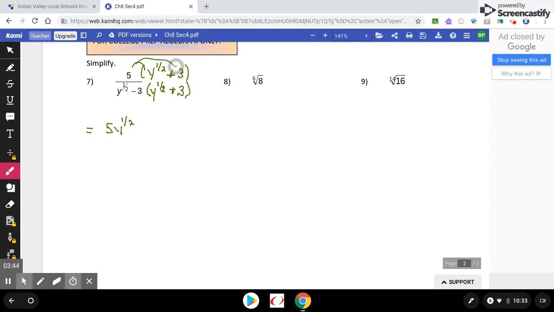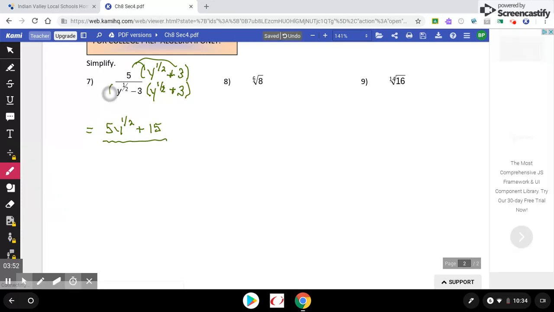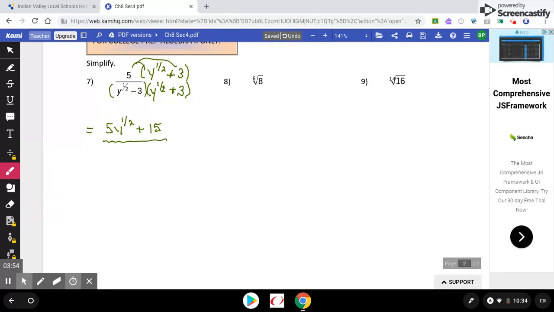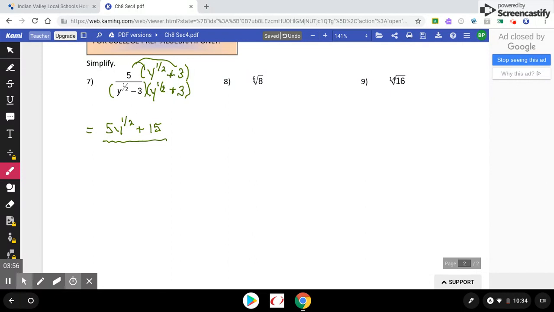5y to the 1/2. 5 times that guy gives me a 15. So hopefully you remember when you do conjugates, it's just a FOIL problem. But it's a FOIL problem in which you don't have to do the outside and the inside. So if I just go first times first, remember the rule when multiplying is to add the exponents. And a half and a half makes 1. So hopefully you could see, well, hey, that's getting rid of my fraction already.